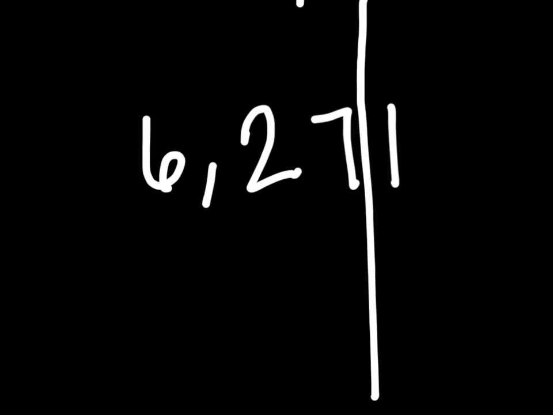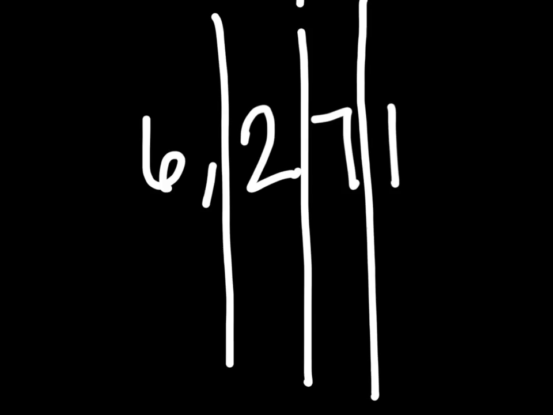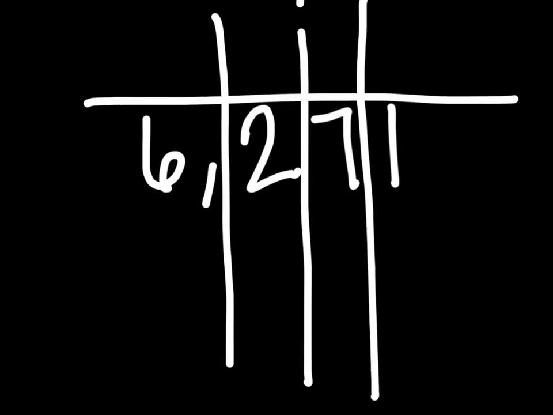Let's do one more just like that. So again, we have 6,271. I'm going to separate that out into my columns. Everybody say it with me. I've got my ones place. Go ahead and say it. Ones.